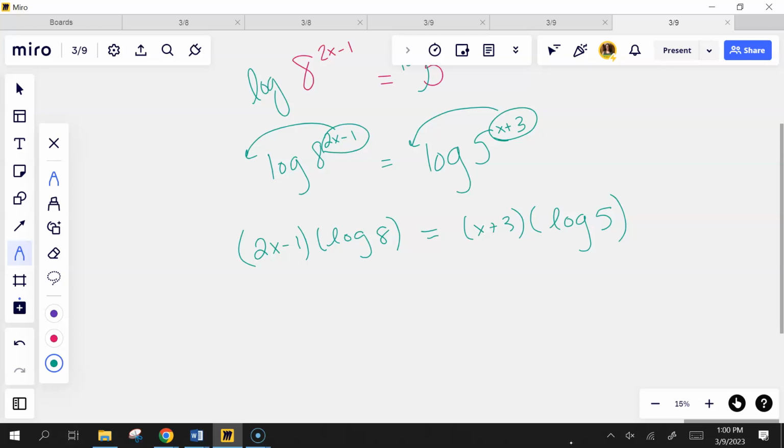Now this is the point where if you wanted to put a decimal in for log 5 and log 8, you can. What I'm going to do, and here's where y'all got lost last time, I think. I'm going to divide by log 8. Maybe if I do this together, you'll see. I'm going to divide by log 8, but I'm also going to divide by x plus 3.